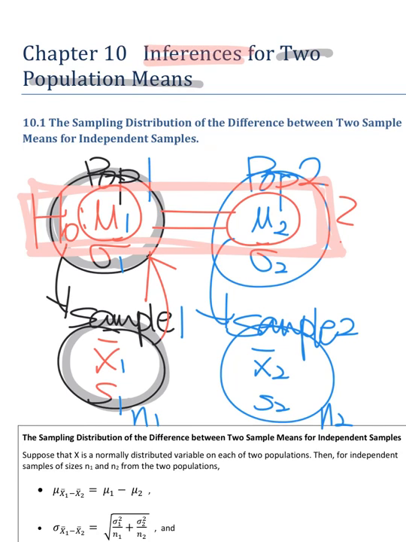How many alternative hypotheses do you expect? How many? Three again. Not equal to, different, greater than, less than. Okay?